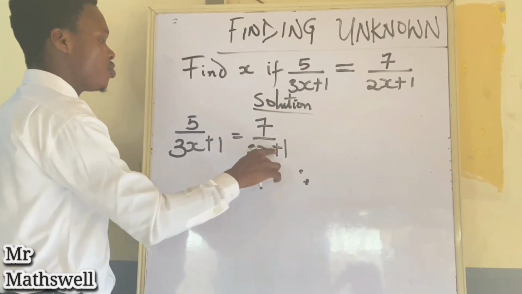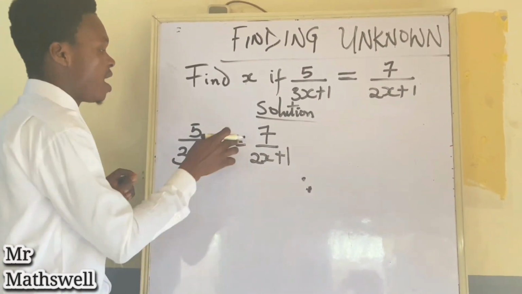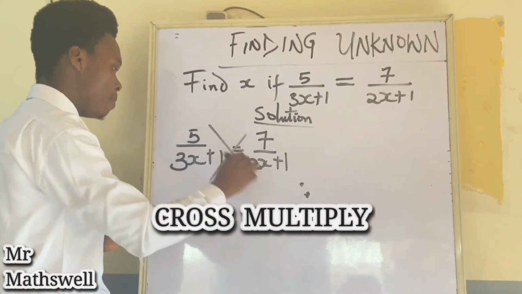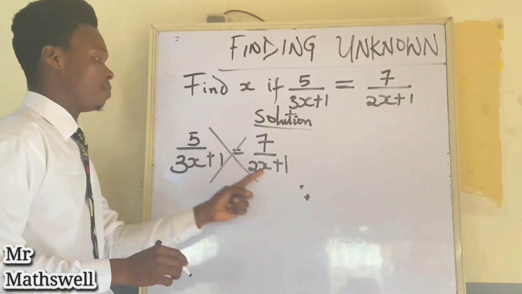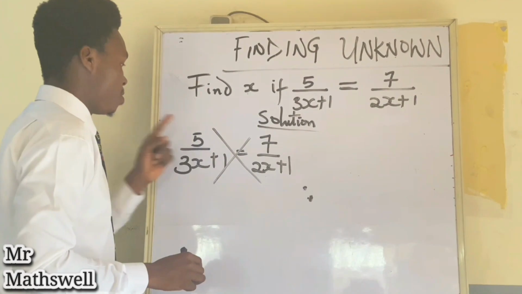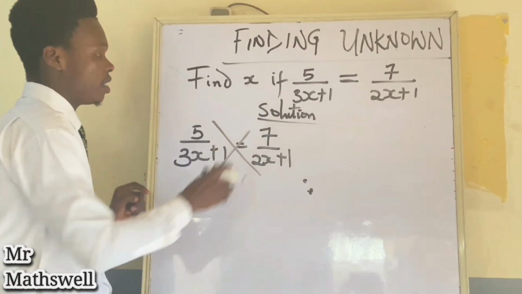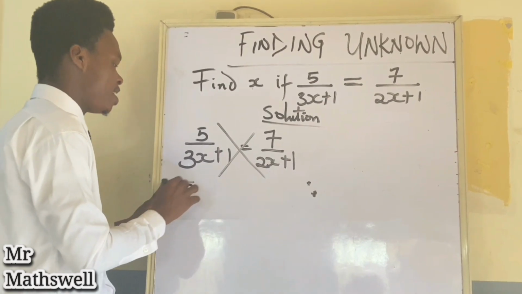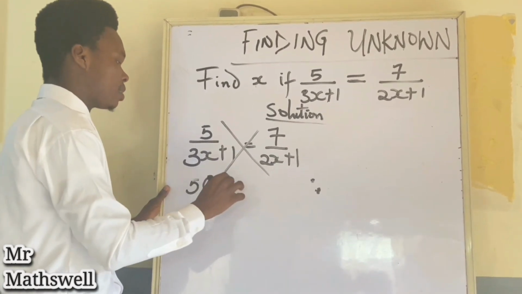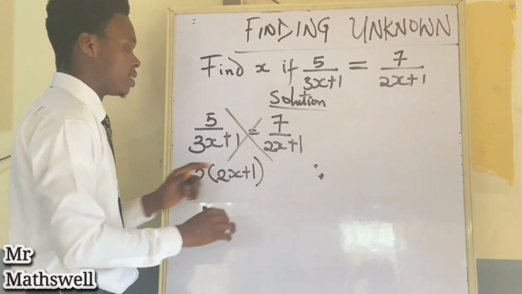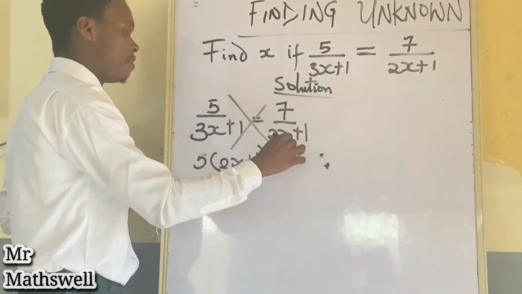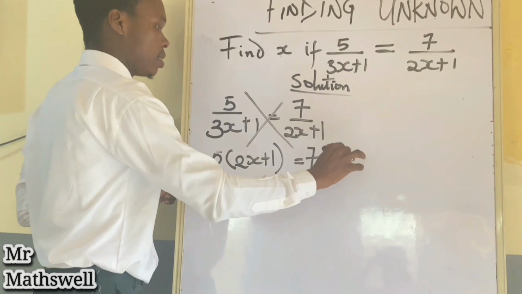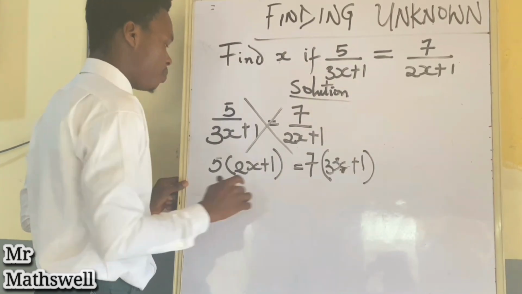And the next thing to do is, when you have two fractions and you have an equal sign in between the two fractions, you cross multiply, which means the denominator here multiplies through with the numerator in the other fraction. And to do that quickly, we have 5 into bracket of 2x plus 1, close the bracket, put the equal to sign, 7 into bracket of 3x plus 1, and you close the bracket.